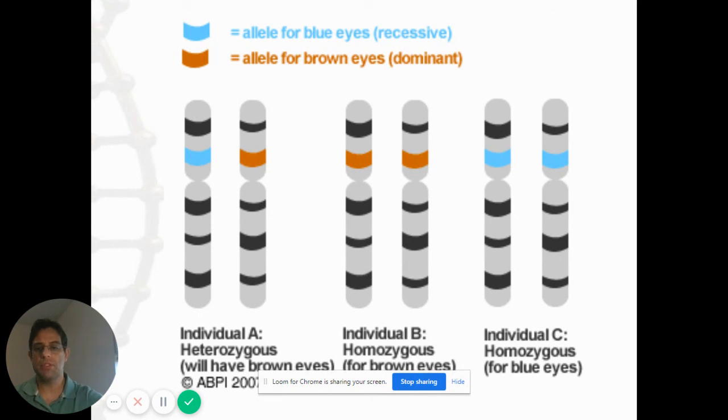This example shows me that individual A is heterozygous because he receives information for blue eyes and information for brown eyes. However, you will express brown eyes only because brown is dominant compared to blue. Individual B is homozygous brown, so it will also code for brown eyes. The only way you can express your blue eyes is when both alleles in the same gene, the same area of a chromosome, code for blue eyes, and you receive this from your parents.